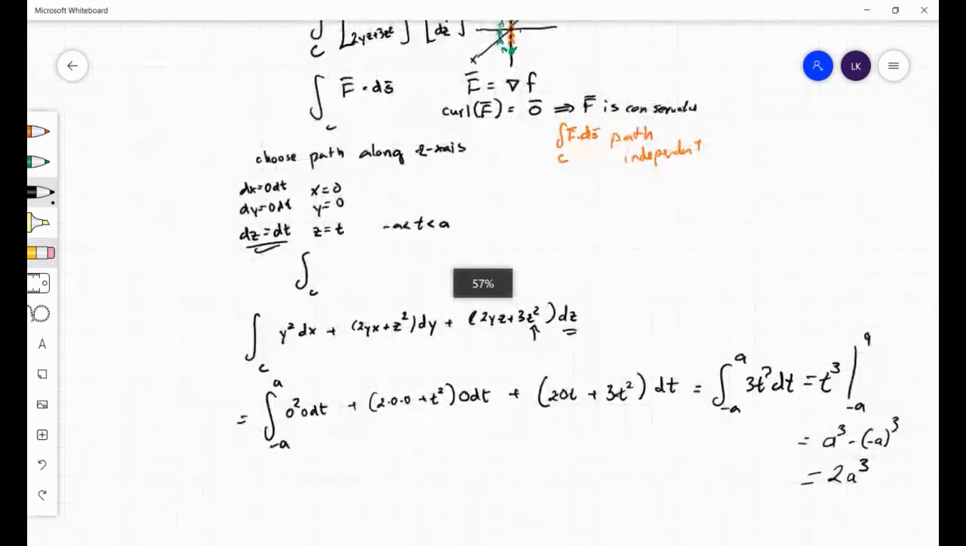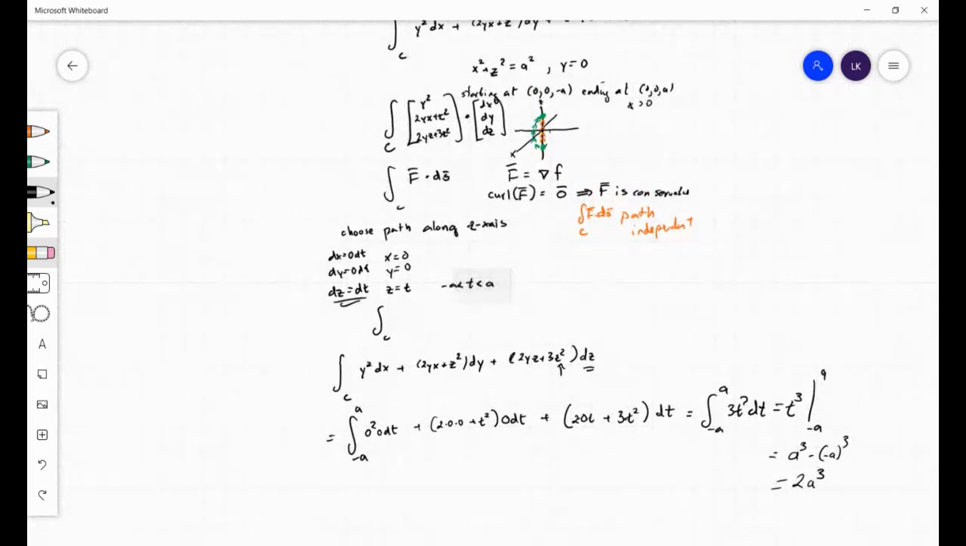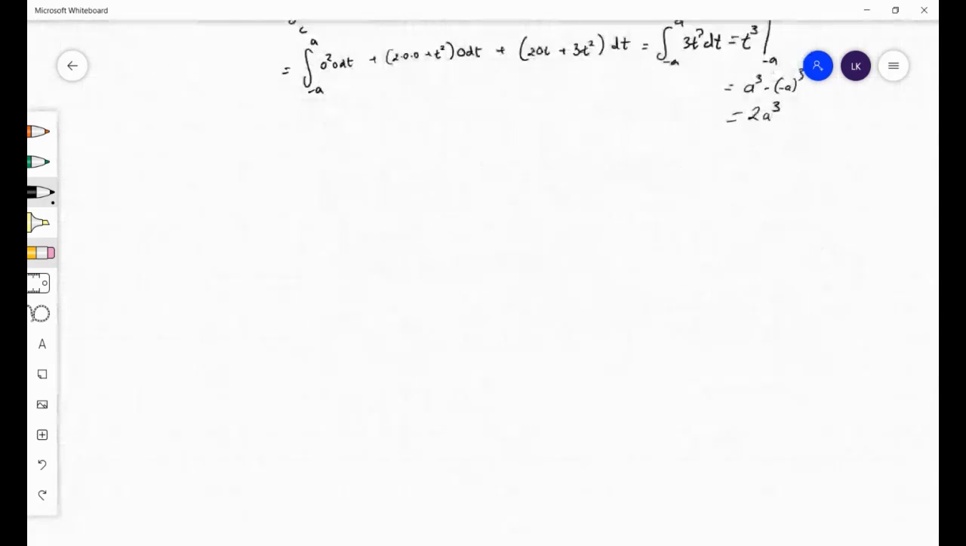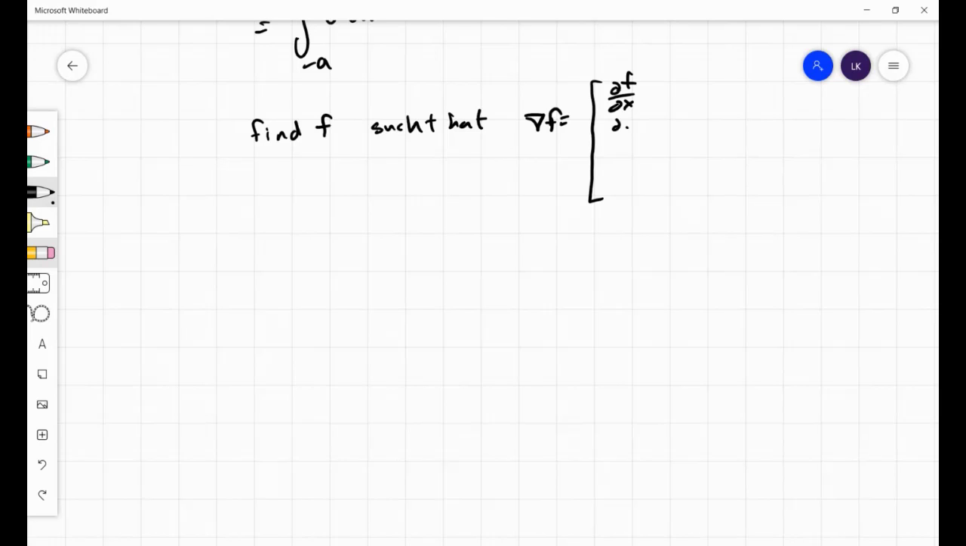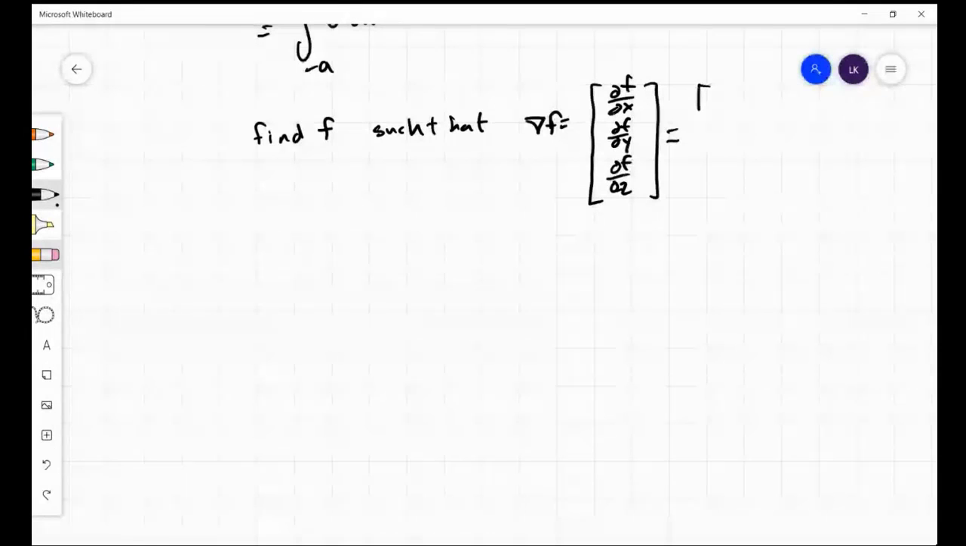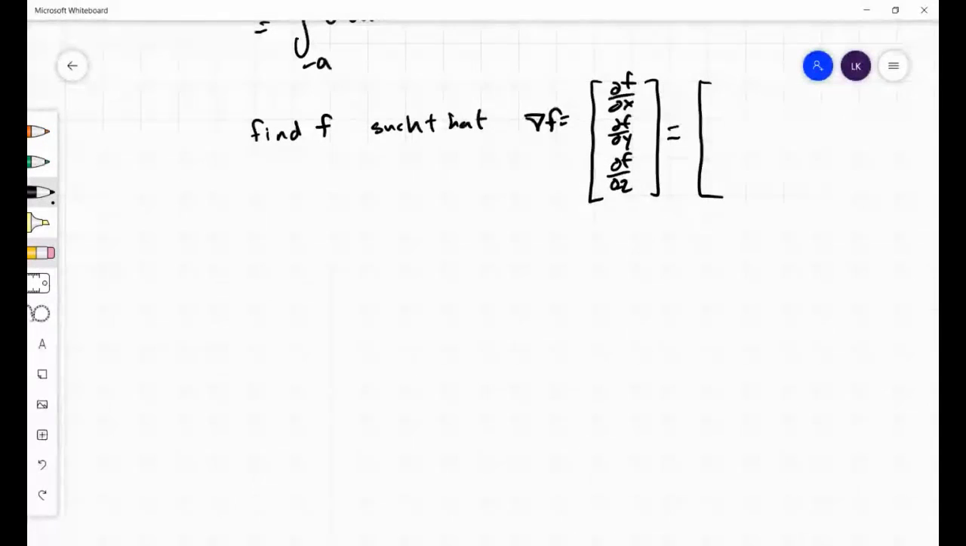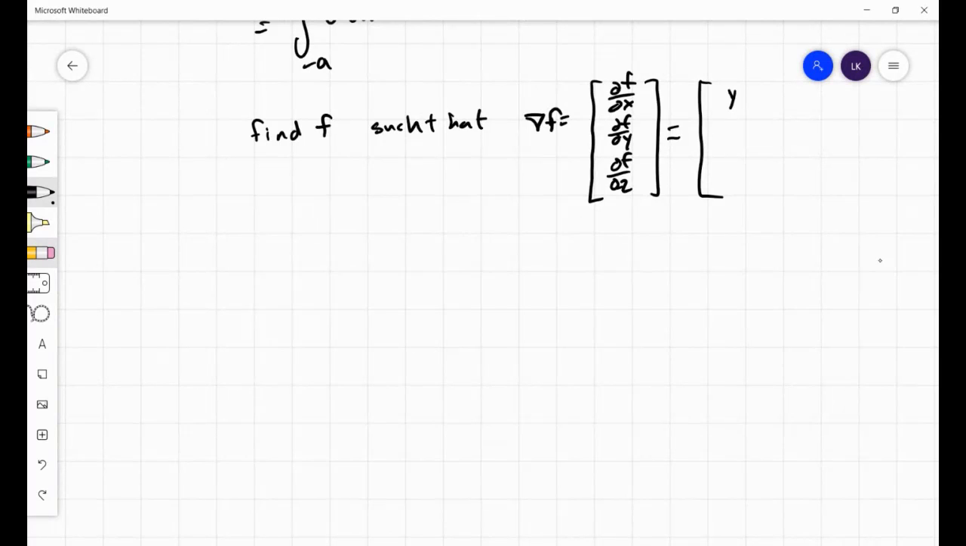Okay. Alternatively, we could have found the potential function for this conservative vector field. So that is to say, we're going to find a real valued function such that its gradient gives us our vector field, which I'm telling you is conservative.